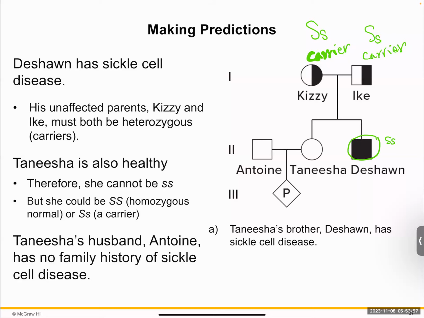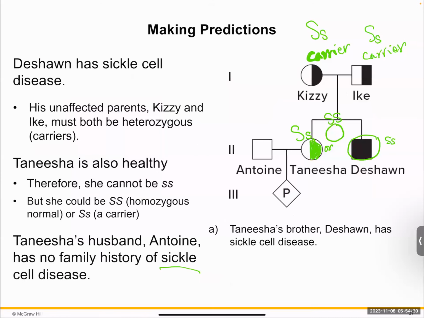Now, Tanisha is trying to figure out if she is a carrier. So is she like this, or is she completely homozygous dominant, where she doesn't have the symptoms, and it's capital S, capital S. Now, Tanisha's husband, as I mentioned, has no family history of sickle cell anemia, so we're drawing it as a simple square with no coloring inside because there is no history.